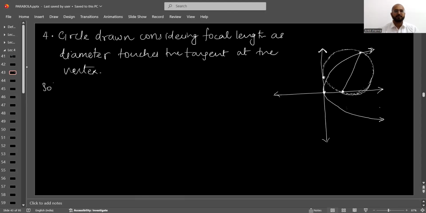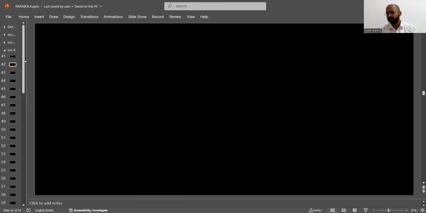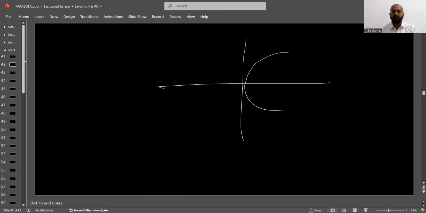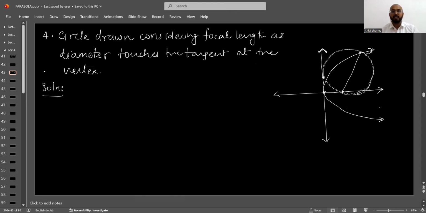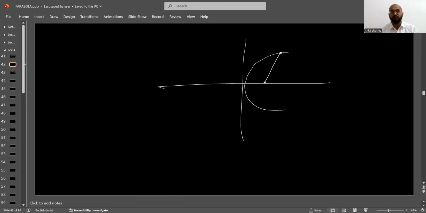So this is property number 4 in the row, which turns out to be what? The circle drawn considering the focal length as diameter touches the tangent at the vertex. What does that mean? Suppose this is my parabola, and I take any point here. From this to this is my focal distance. That's what it is saying. So now if I take the focal length as diameter and I draw a circle, this circle should be touching my tangent at the vertex. This is what I need to prove by this property.